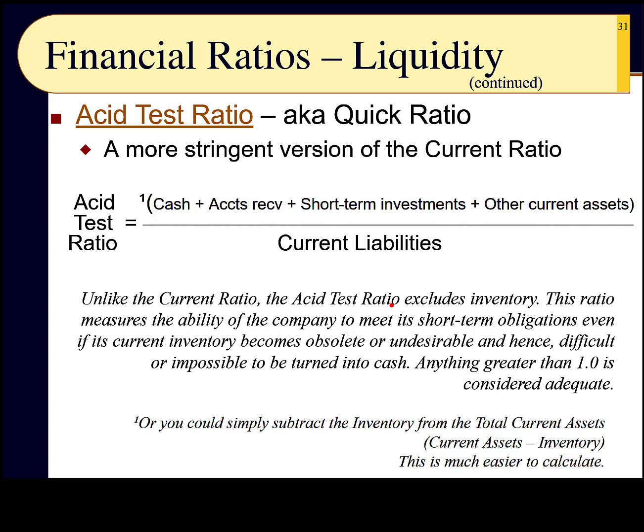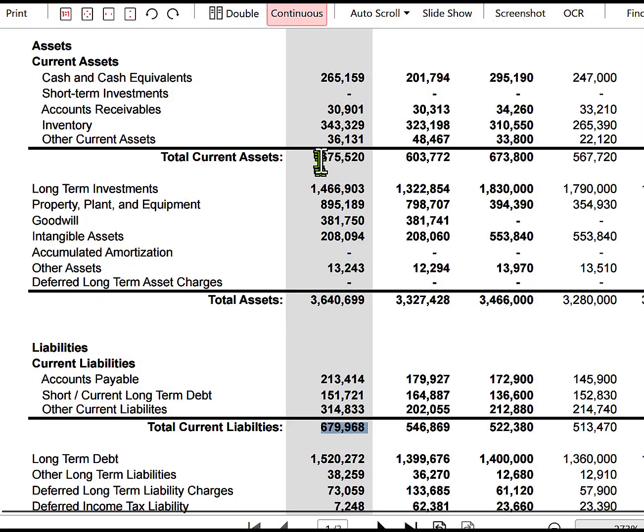And it turns out neither is Sprouts Farmers Market. Because if we go back to the balance sheet and take away the inventory, which is $343 million, from the total current assets before we divide by the current liabilities, it turns out the acid test ratio is almost 0.5. It's 0.489. So in other words, yeah, if all of a sudden all the inventory in Sprouts became obsolete or undesirable, they'd have a hard time, right? Because that's $343 million worth of merchandise.